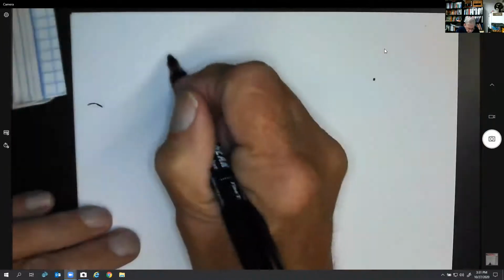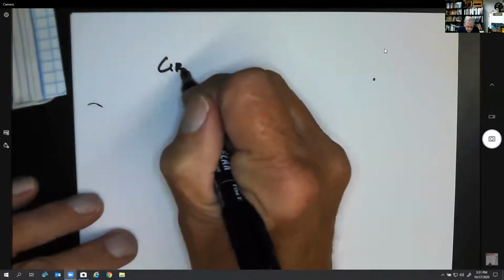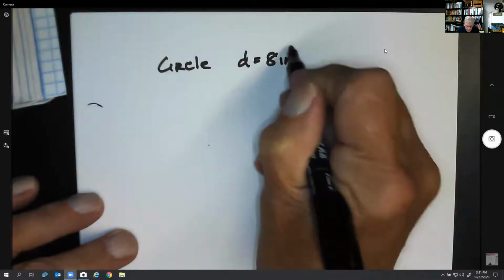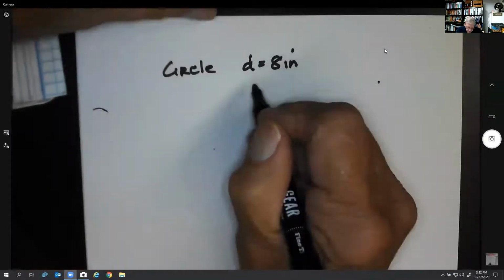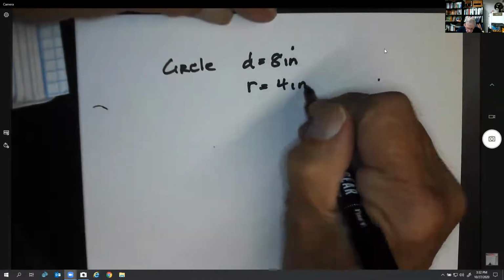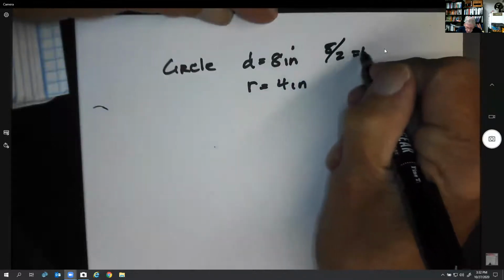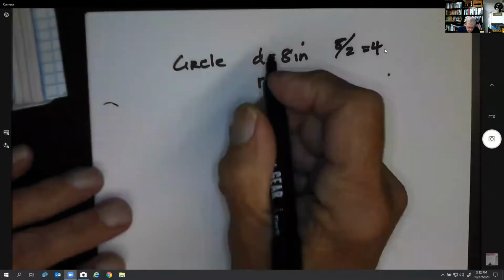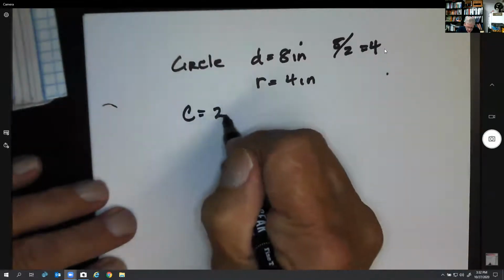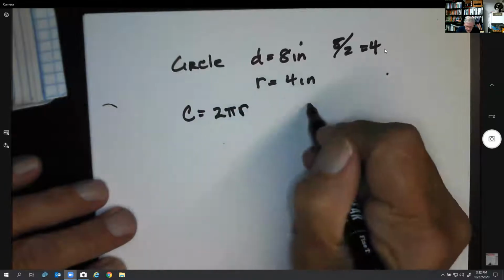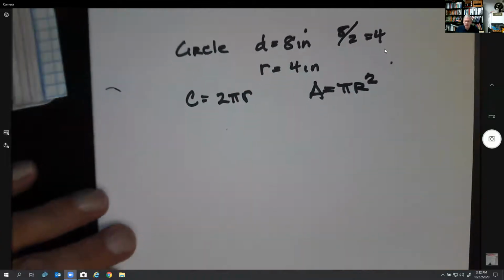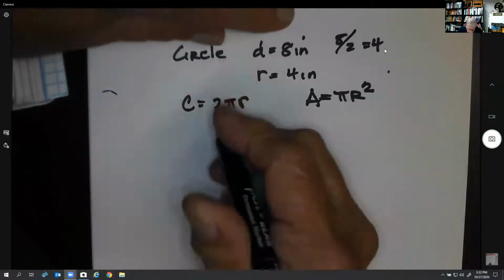Okay, here's a circle. It has a diameter of 8 inches. Okay, so it's very simple to figure out the radius. The radius is half that, 4 inches. 8 divided by 2. That's all there is to it. Okay, let's find the circumference just for the heck of it. Circumference is 2 pi r, and the area is pi r squared. So we have two formulas here, very simple to use.